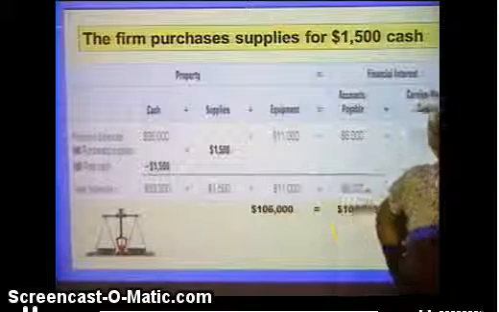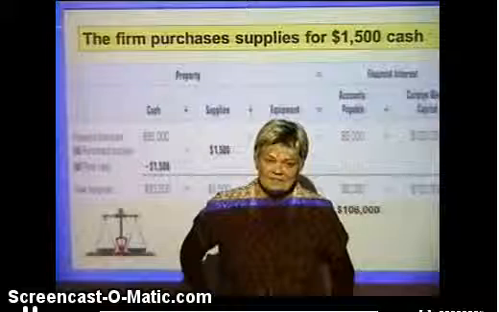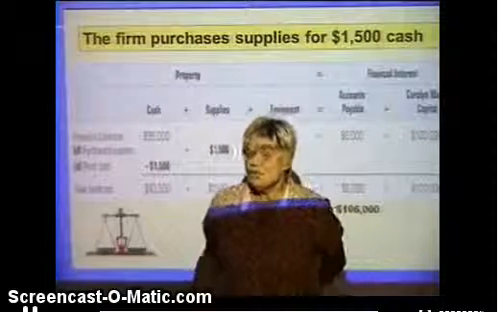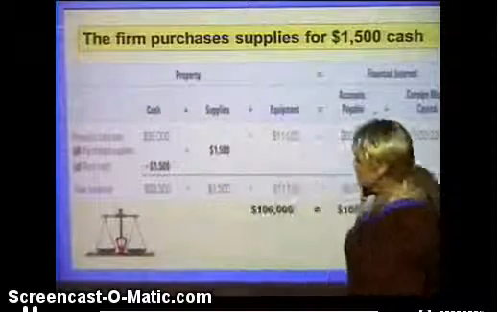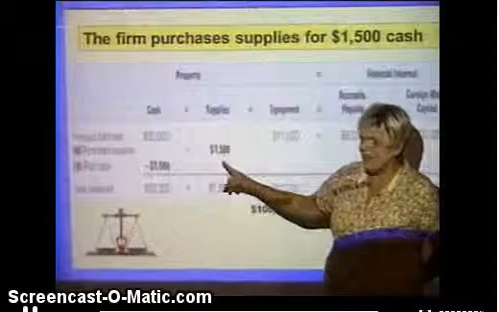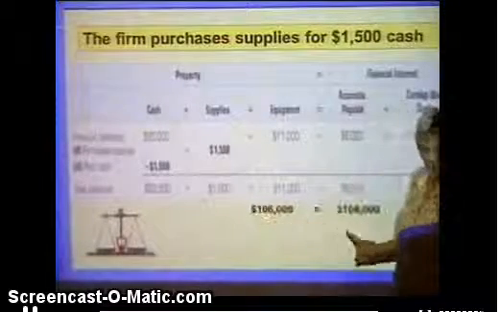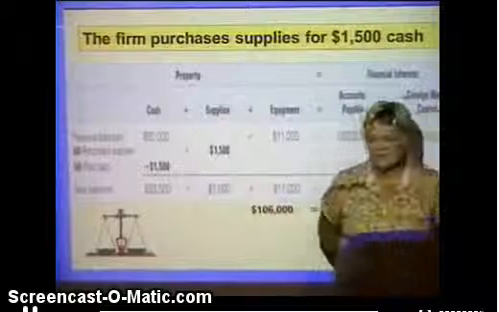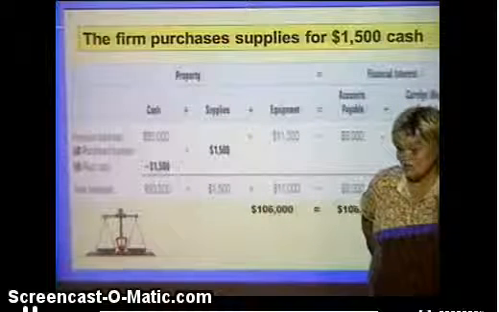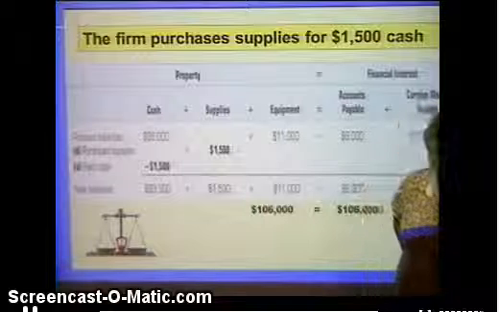Somebody over there have a question? I need to hear the question. Oh, the question was, well, if we bought $1,500 worth of supplies here and we kept our equation in balance, but we're going to be using up those supplies, how does that work? Anybody know?